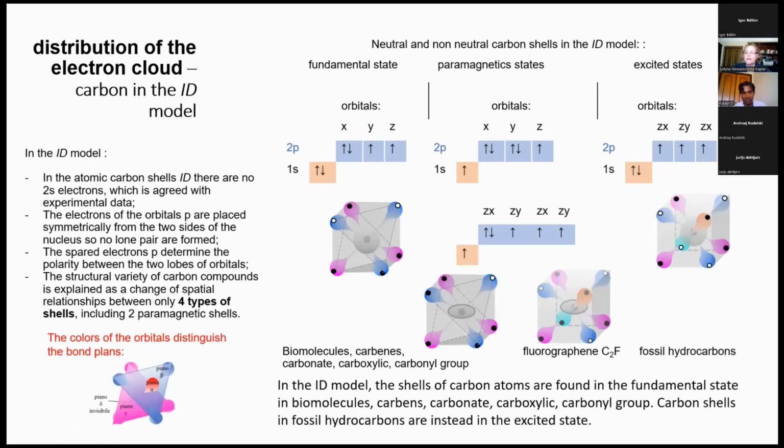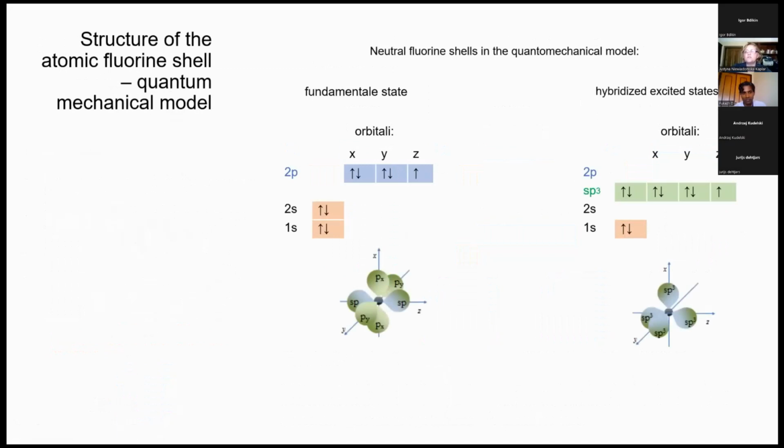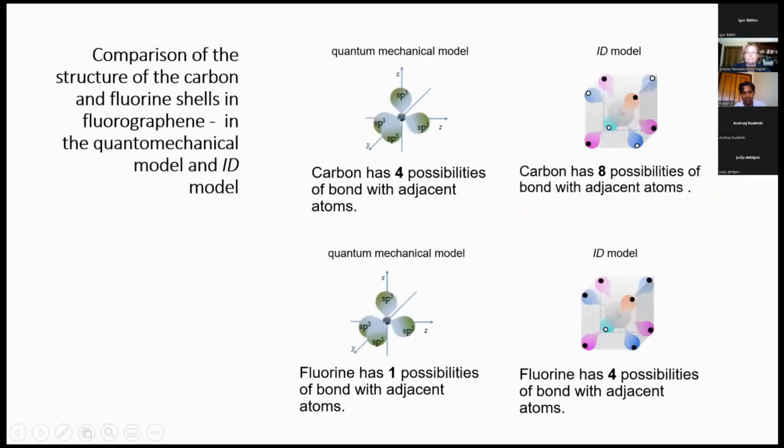In the ID model, the shells of carbon atoms are found in the fundamental state in biomolecules, carbenes, carbonate, carboxylic, carbonate group. Carbon shells in excited state are in fossil hydrocarbons. The same situation we have for shells of fluorine. So carbon in the quantum mechanical model has 4 possibilities of bond with adjacent atoms. In the ID model, it has 8 possibilities. Fluorine has 1 possibility. In the ID model, fluorine has 4 possibilities.